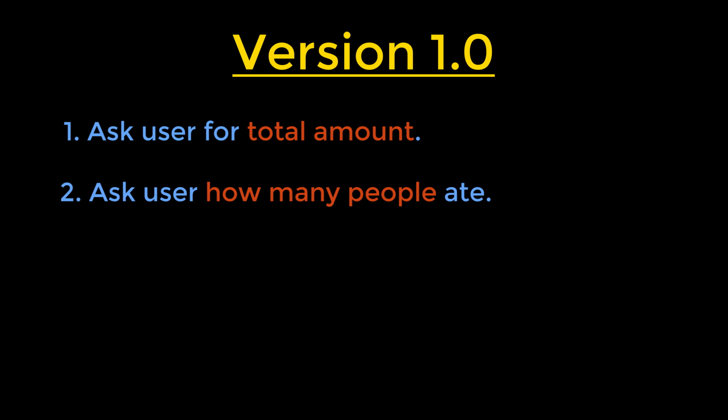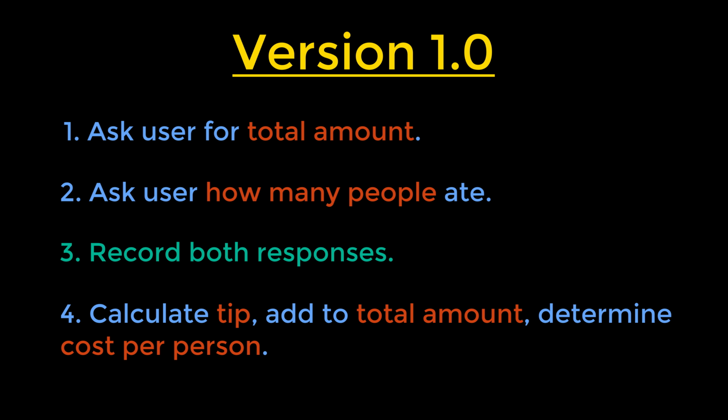So here's what I'm thinking for version 1 of our program. First, we'll have the program ask the user how much the total bill was. Next, we'll ask how many people were in the party, and we have to find a way to record both responses. Lastly, behind the scenes, the program is going to calculate a 20% tip to add to that total and divide by the number of people to determine how much each should contribute. A calculator can't do that automatically. You're going to have to do some math.